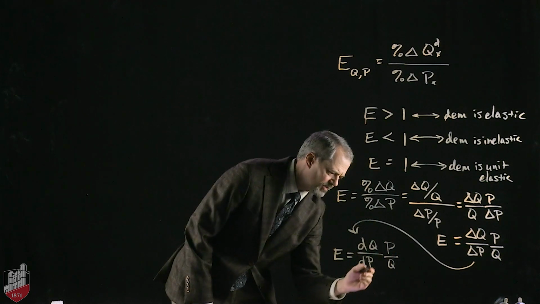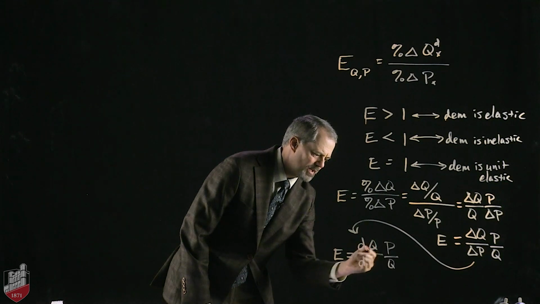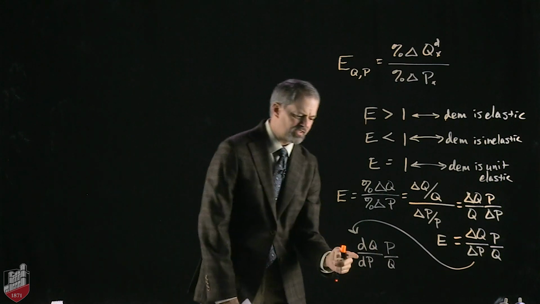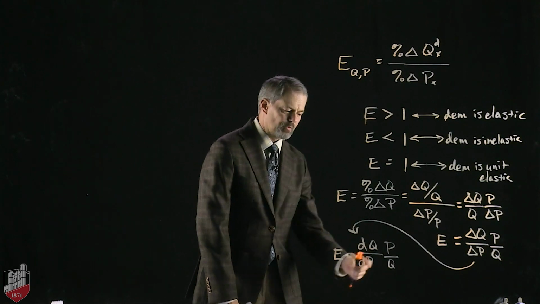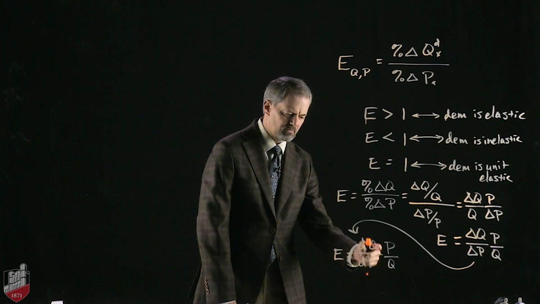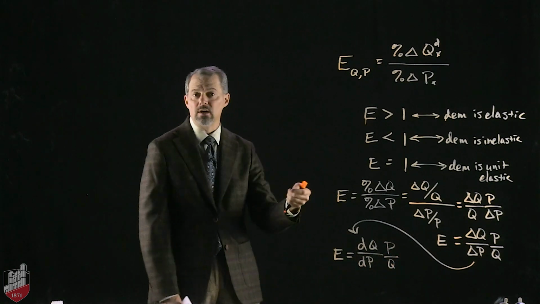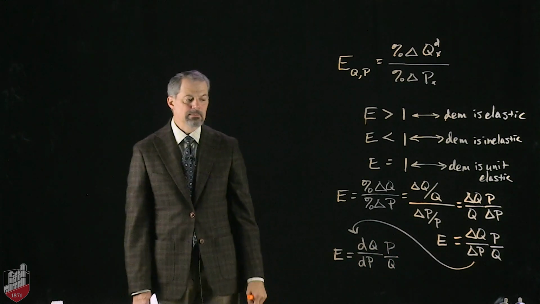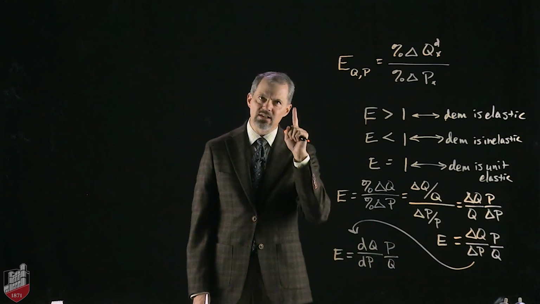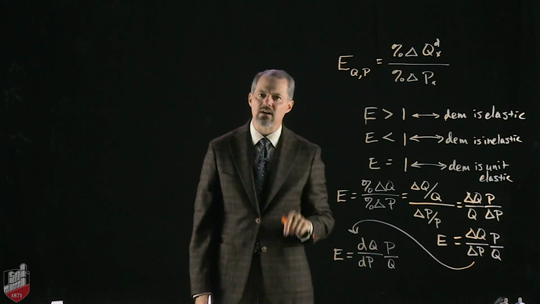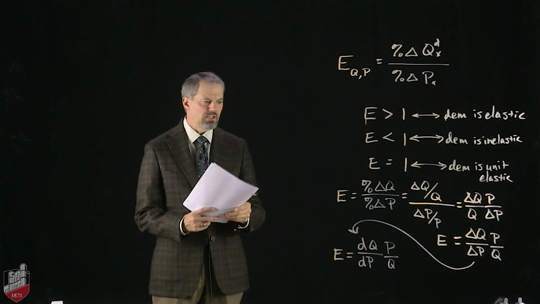Now this term right here, the change in quantity when you change price, is the slope of a demand curve. So if we take the slope of the demand curve, multiply it by a price and divide by a quantity, we're going to get an elasticity. So this is another way to think about elasticity if we were calculating it at a specific point on a demand curve. And I'll illustrate that here with a demand curve.